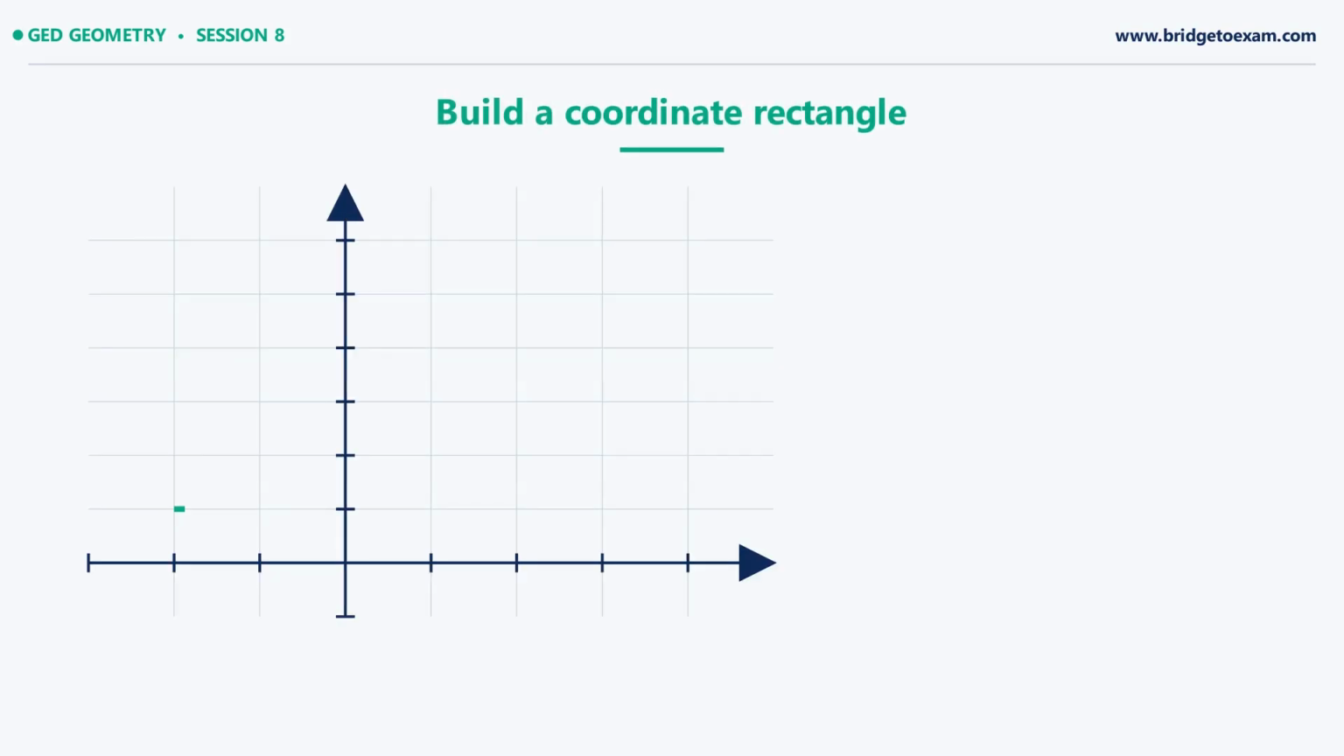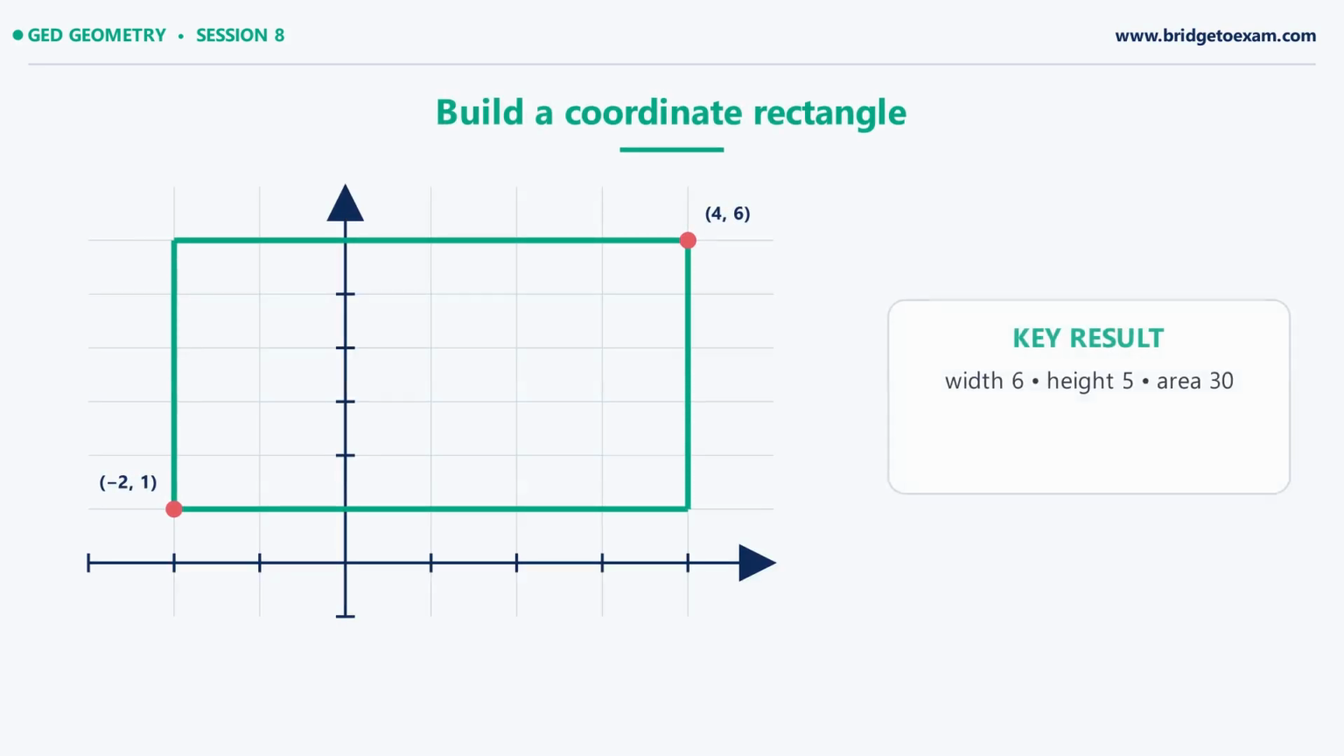Opposite corners are (-2, 1) and (4, 6). The width is the absolute difference of the x values. That's 6. The height is the difference of the y values. That's 5. The area is 30 square units, while the perimeter is twice 6 plus 5, or 22 units.